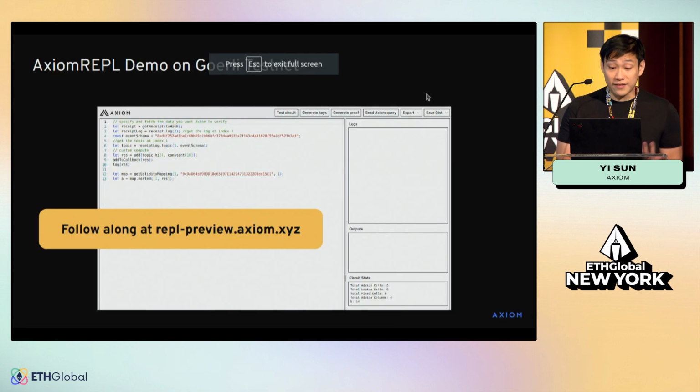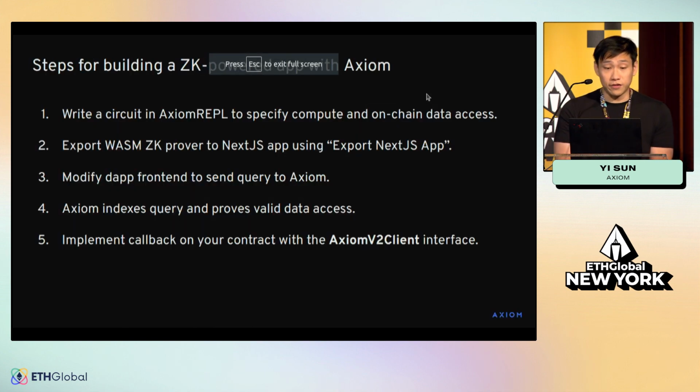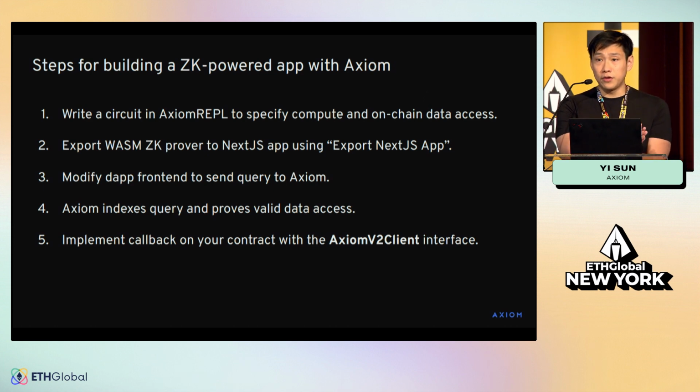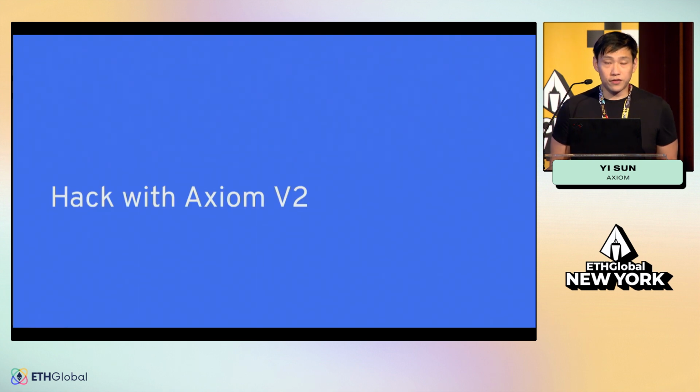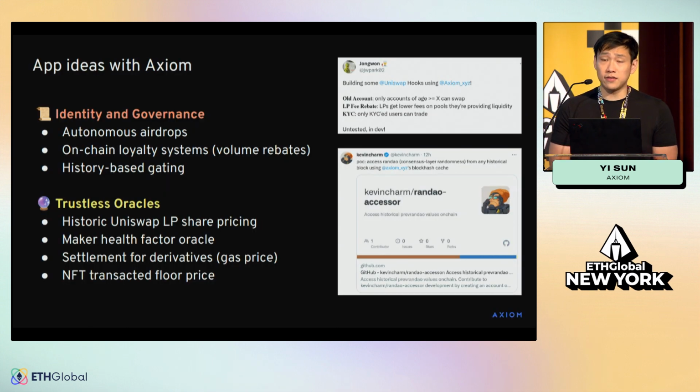Okay, so last couple of minutes, just wanted to reiterate those steps. So first, you write a query or circuit in Axiom REPL to specify the computation, export the prover, modify your front end to integrate that prover. We will, on our server, index your user's queries and approve valid data access, and then you will implement a callback on your contract. So for this weekend, we stood up a preview version of Axiom v2 on Goerli, and we have a bunch of ideas for what you can build with it.